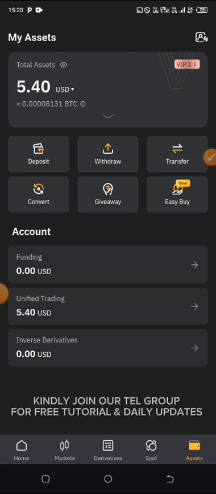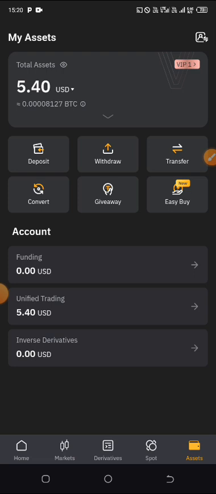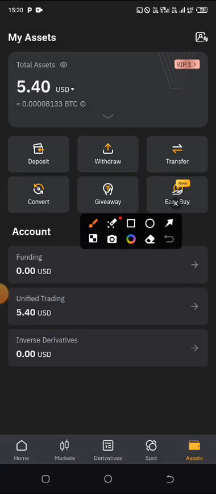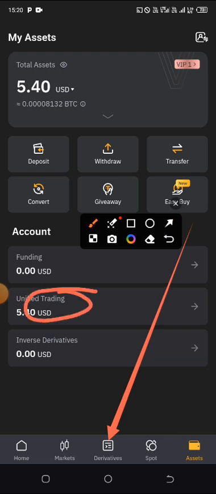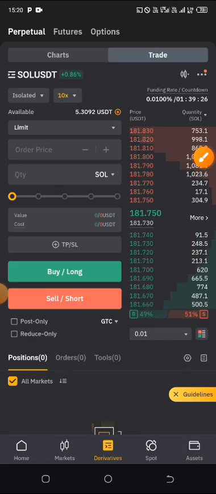It is the same way as gold and forex trading. If you know how to trade futures, it is the same way as forex trading. Now, having funded the account with this little dollar, click on the derivative.